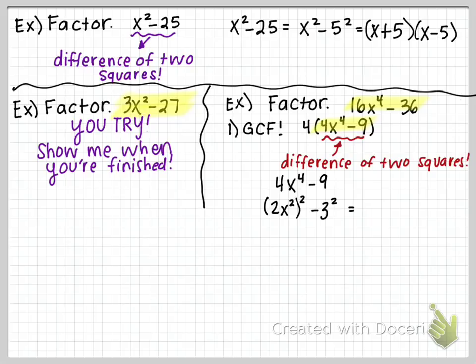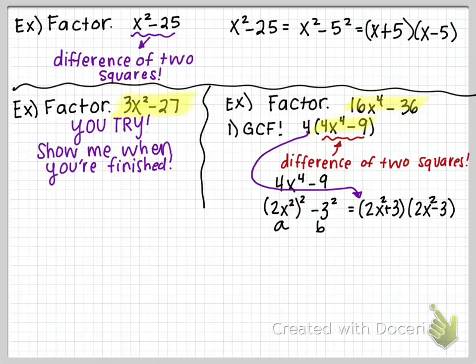So remember, then we can go into 2x squared plus 3, and 2x squared minus 3, because this is our a and this is our b. And remember, we can go right into a plus b and a minus b. Okay? All right.